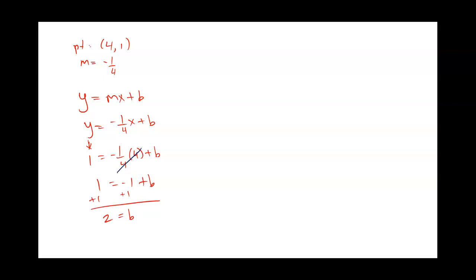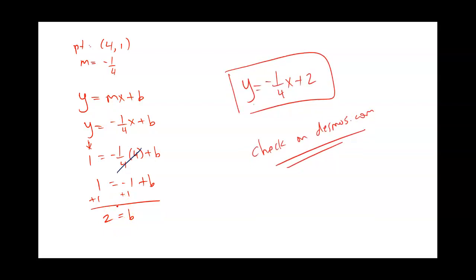So my final equation, slope is negative 1/4, the y-intercept is b, is going to be y equals negative 1 over 4 x plus 2. And we can check this in class on desmos.com.